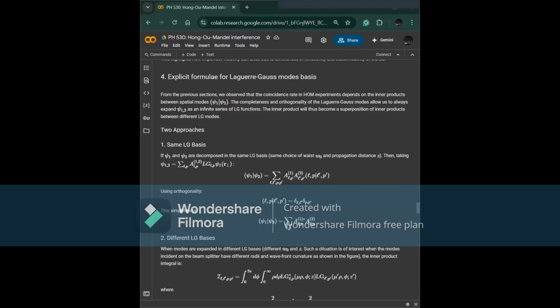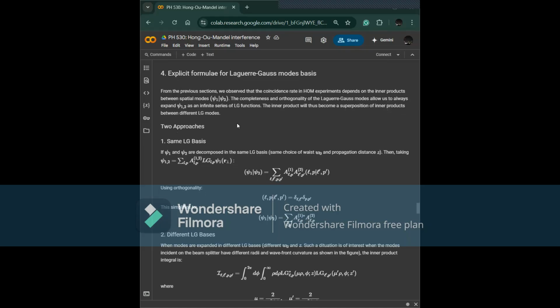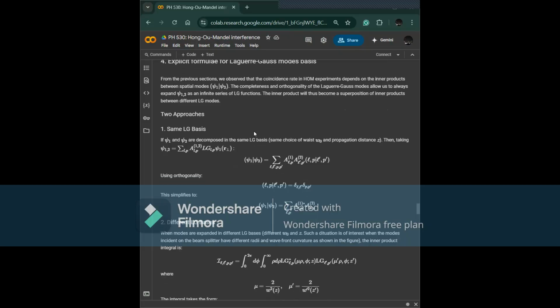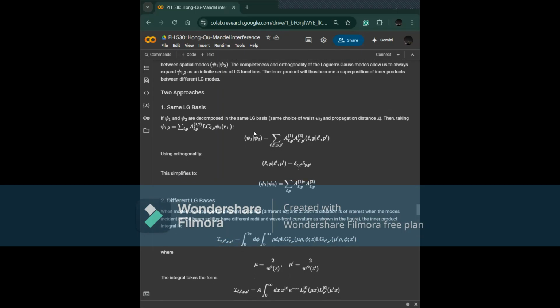Hello, I'm Pushti. So let's move on to section 4. Section 4 addresses a critical challenge in HOM experiments: quantifying spatial mode overlaps when two photons have mismatched LG parameters. The visibility of HOM interference depends on the inner product of psi 1 and psi 2 between the spatial modes of the photons. This section particularly derives analytical solutions for two scenarios. The first case is the same LG basis, where they have identical beam waist W naught and propagation distance Z.